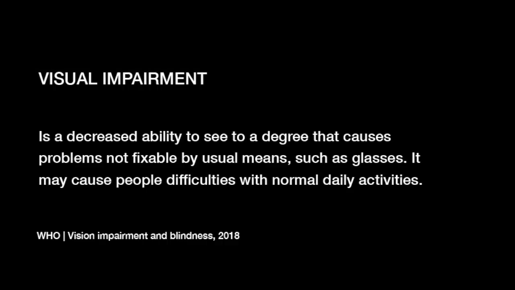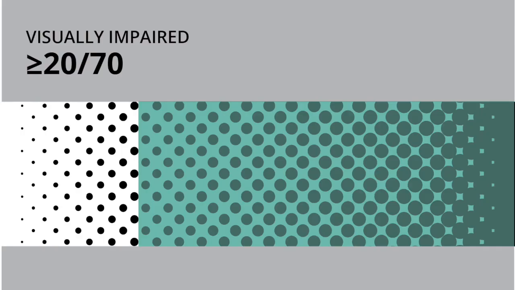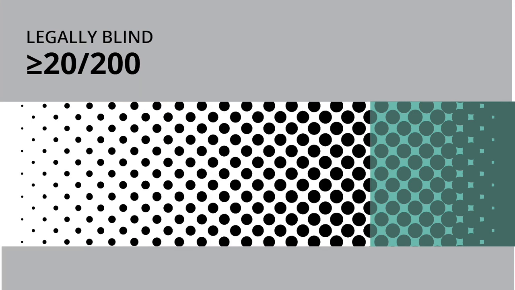It is a decreased ability to see to a degree that causes problems not fixable by usual means, such as glasses. It may cause people difficulties with normal daily activities. This means people who are blind are always considered visually impaired, but people who are visually impaired are not always considered blind. Next, we will talk about being legally blind.